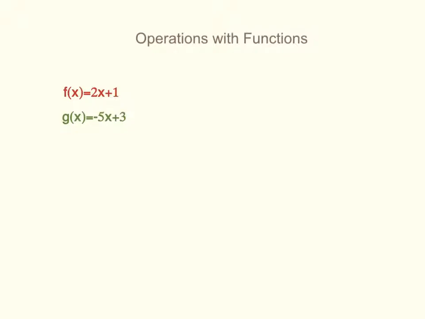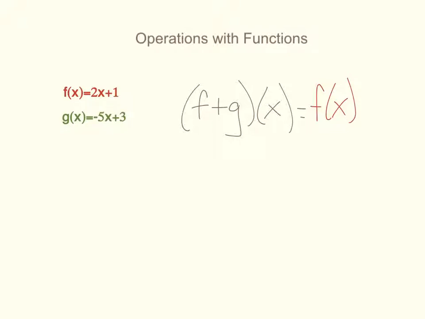So let's go through some of the basic operations here, and one of the ways it can be written would be f plus g of x, when we're talking about addition. Well, that simply is saying take whatever the f function is and add it to whatever the g function is. We're just going to do some simple substitution, because we already know what our f function is, and we also know what our g function is.